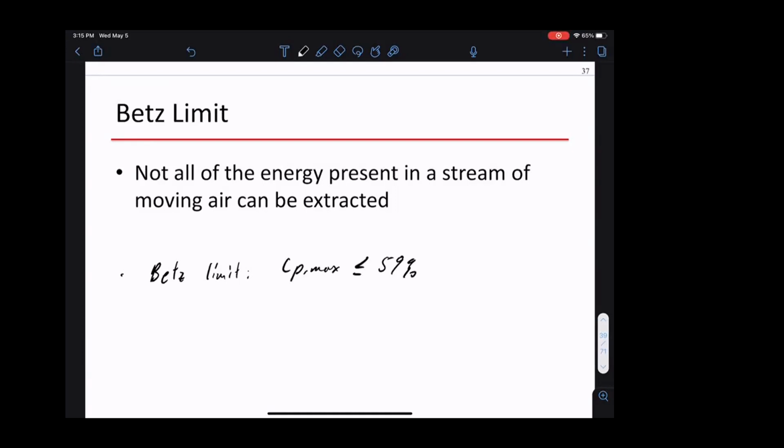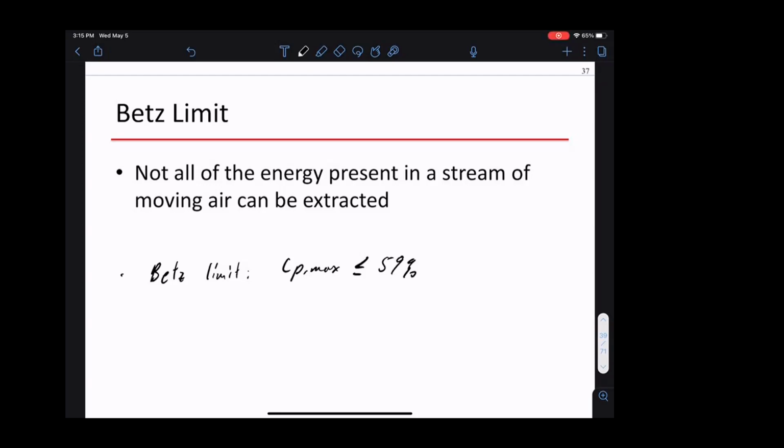We won't cover it here, but this week there'll be a homework question that walks you through how you derive this limit. This is a very general limit. Knowing a limit is useful because it tells us how well we're doing. If somebody tries to sell you a wind turbine saying my turbine is 65% efficient, that's not possible. You'll see how this limit is derived through the homework. It's actually quite simple, a very elegant calculation.